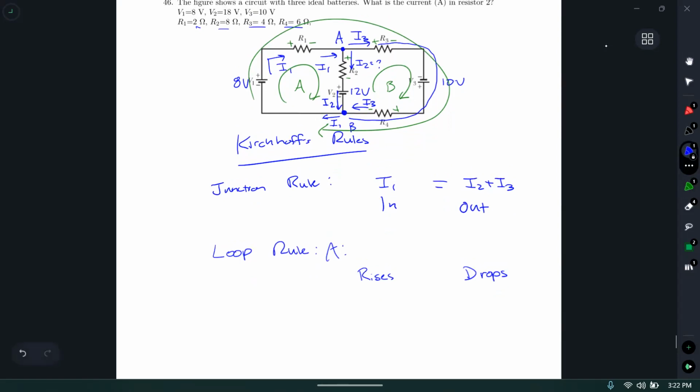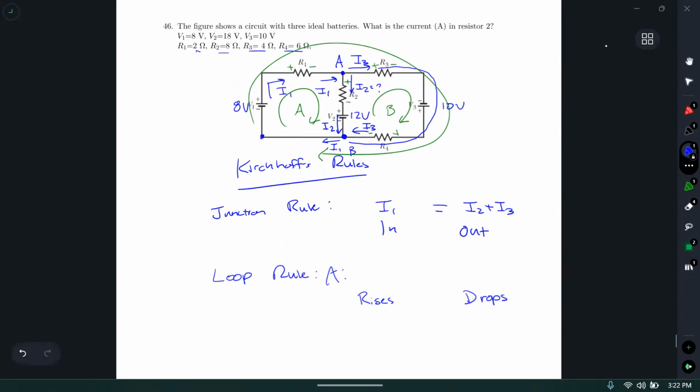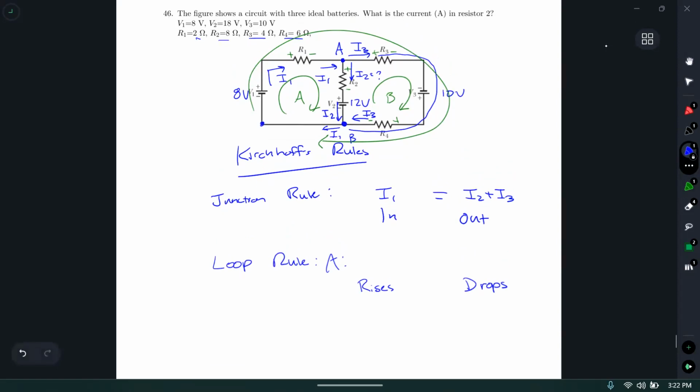I'm seeing, if I start at the bottom left corner, there is no reason for me to start in any particular place, but I just end up doing that a lot of the time. If I follow that around clockwise, the first thing I see is that battery, the 8-volt battery. I'm going negative to positive for it, so I call it a rise. Okay, I move on, I see R1, that resistor. I'm going positive to negative. I'm going to call that a drop of I1 R1.